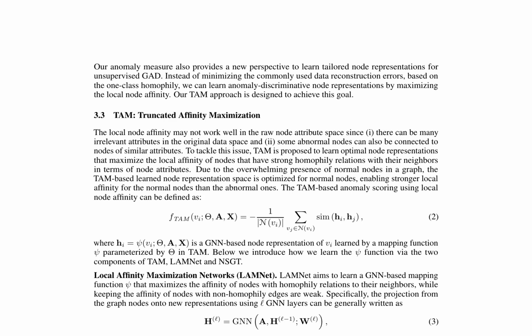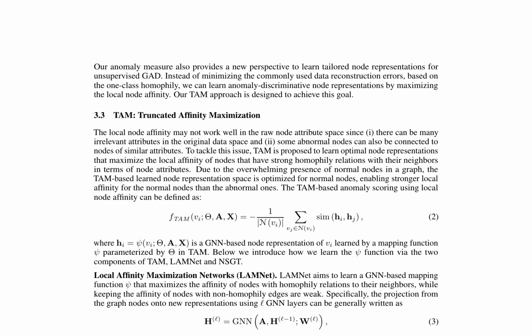This paper introduces a novel approach to anomaly detection in graph data, known as Truncated Affinity Maximization, TAM. The method is designed to learn tailored node representations for unsupervised graph anomaly detection, GAD. It consists of two main components: local affinity maximization networks, LAM-net, and normal structure-preserved graph truncation, NSGT. LAM-net is a GNN-based mapping function that maximizes the affinity of nodes with homophily relations. This means it focuses on enhancing the connections between nodes that share similar characteristics or attributes.